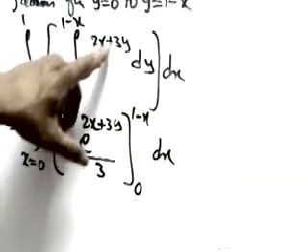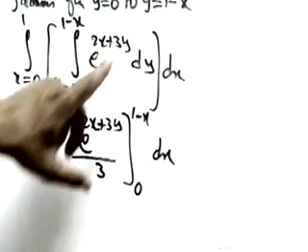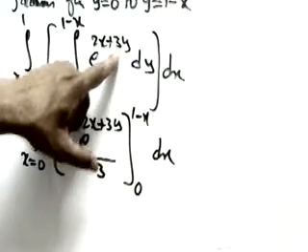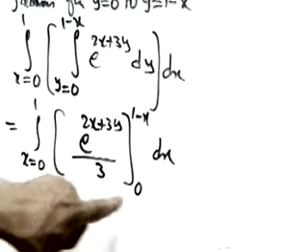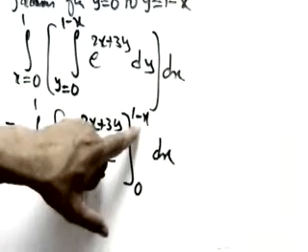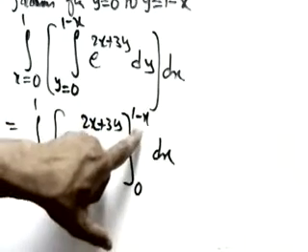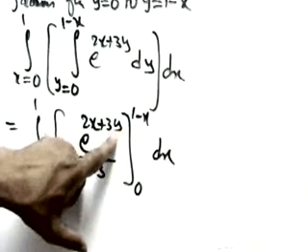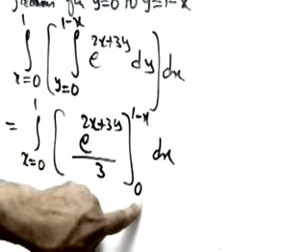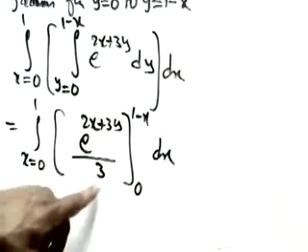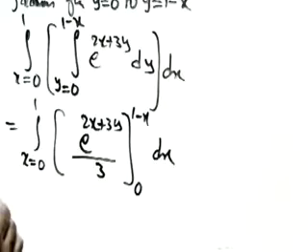Now we have integrated with respect to y. Integration of e power x is e power x. But we are integrating with respect to y, so the y coefficient is 3. We have to divide by 3. After that, we have to substitute the limits here. Now, upper limit minus lower limit. Upper limit means in place of y, 1 minus x. Lower limit means in place of y, we have to substitute 0. This is constant, so let me take this outside.